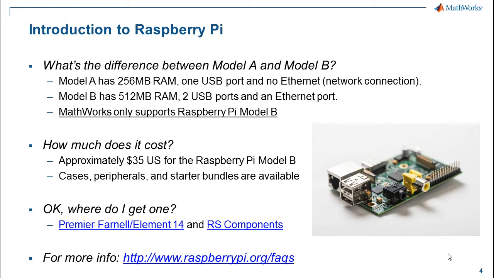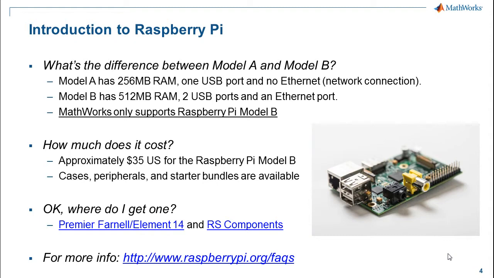So, if you're not aware, there are two models of Raspberry Pi, Model A and Model B, and so what's the difference? The Model A has 256 megabytes of RAM, one USB port, and no Ethernet ports, while the Model B has 512 megabytes of RAM, two USB ports, and an Ethernet port. We should note that the MathWorks only supports Raspberry Pi Model B, as we require the Ethernet port to download code.